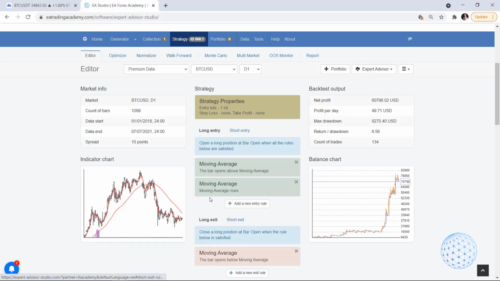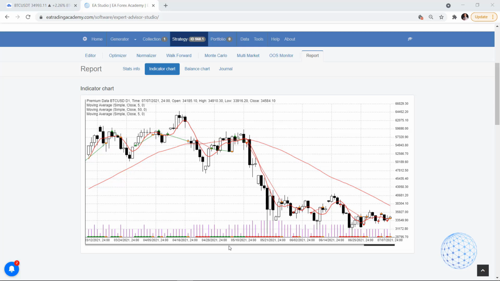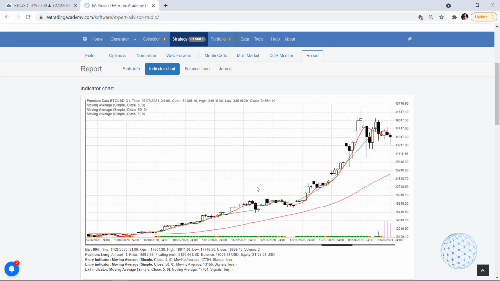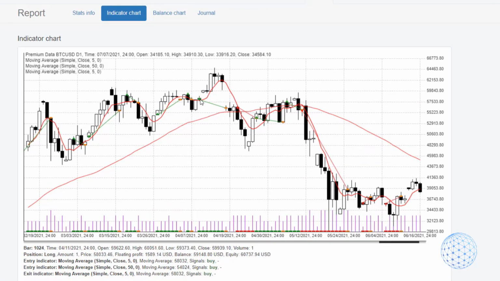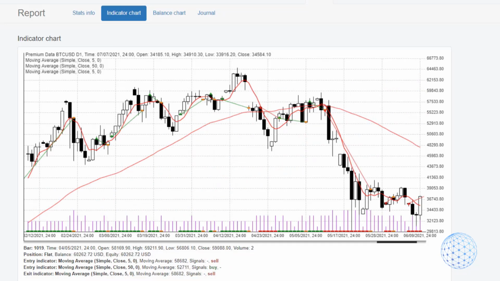Now, here is the magic. I will click on indicator chart, and you will see all the entries and exits very precisely. The software shows us exactly where the long entries and the short entries were with the strategy. In other words, when we have green below, or right here over the chart, this is the long entry. Here it is.